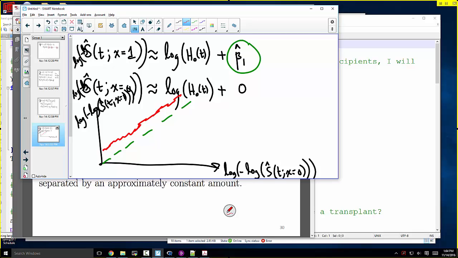If I do Kaplan-Meier curves, binary covariate, Kaplan-Meier curves for x equal 1 and x equals 0, log minus log transform both of them and plot them against each other, we're looking for roughly linearity. If there's linearity, then that says that the effect is roughly constant with time.